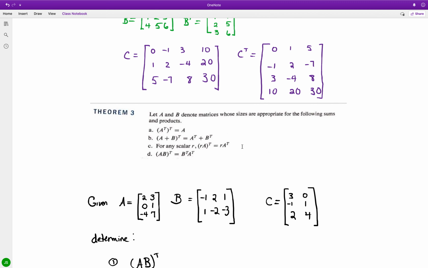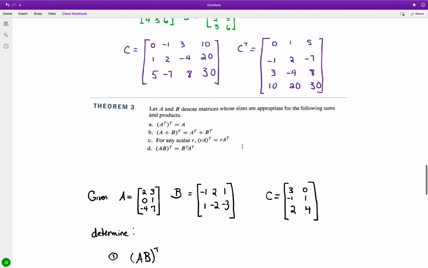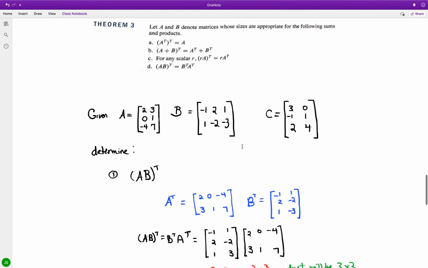And for any scalar R, the transpose of the product of R and A will be equal to R times the transpose of A. And the transpose of the product of A and B translates out to the product of the transpose of B times the transpose of A. All right, now just some samples of working with transposes.